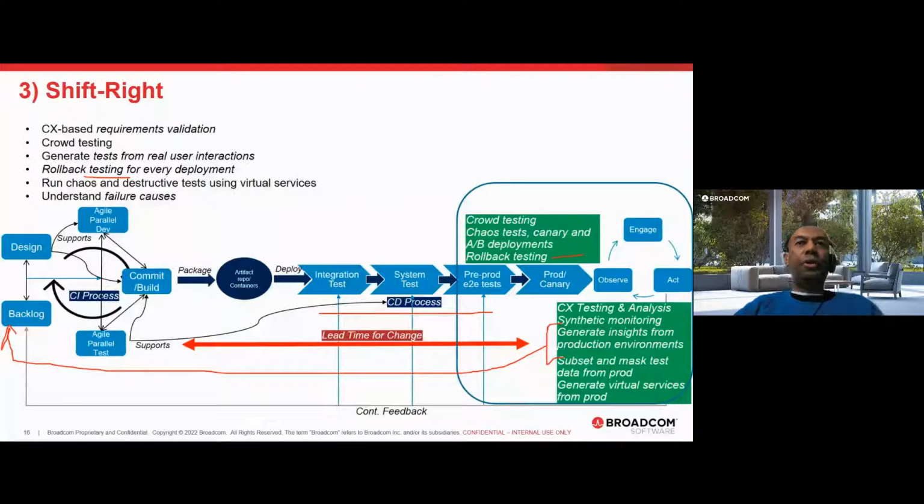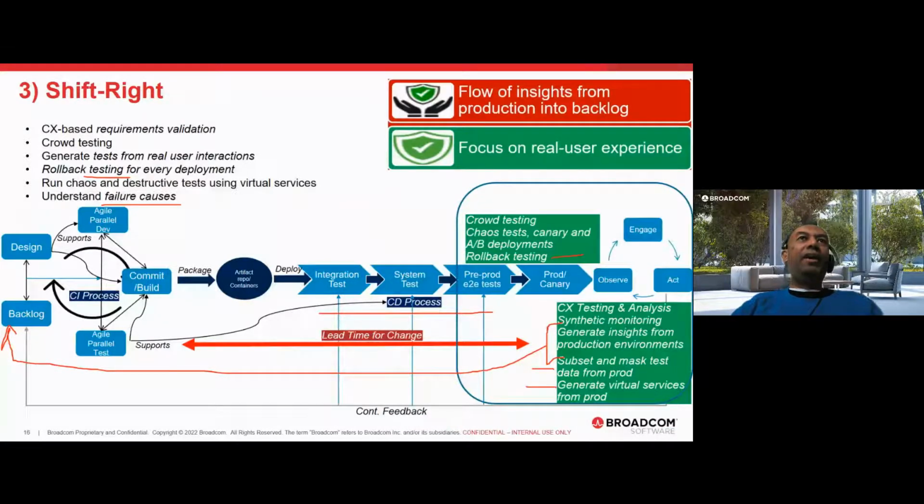Of course, we already talked about doing subsetting of data from production environments. We can even generate virtual services by recording our services from production, so that we get a very realistic emulator that we can use in our CD environments, right? Also, understanding of the failure causes is very important, and we'll talk about this in one of the key practices in just a minute: how can we understand failure causes and then use that for failure prediction? Okay, so again, clearly this is a big driver for quality because it helps us focus on real user experience and supports your velocity by automating the flow of insights from production to the backlog.